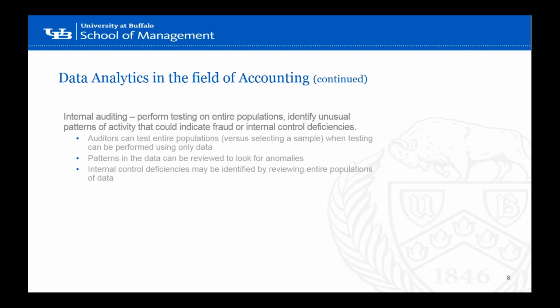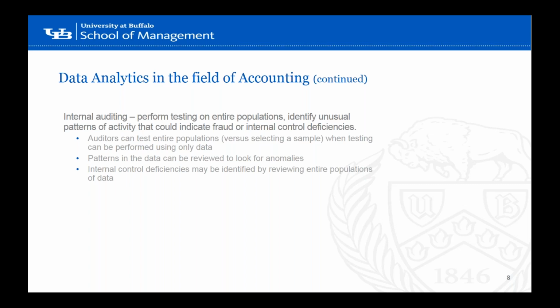Internal auditing has quite a few applications related to data analytics. So things that you can do: perform testing on entire populations, identifying unusual patterns of activity that could potentially indicate fraud, or probably more commonly internal control deficiencies. So where we are moving is that we can, through the use of data analytics, test entire populations versus selecting a sample.